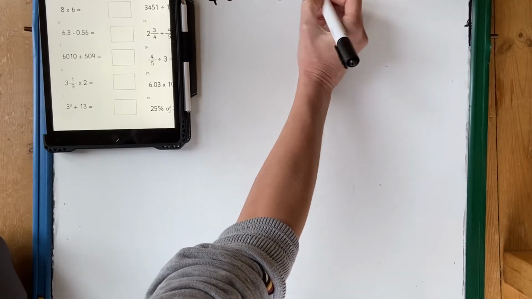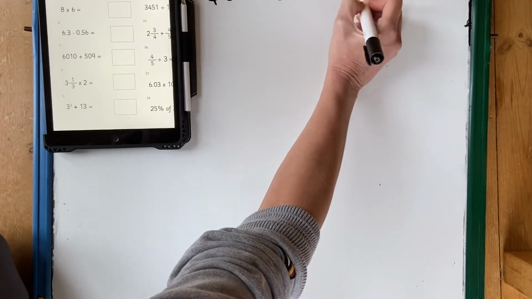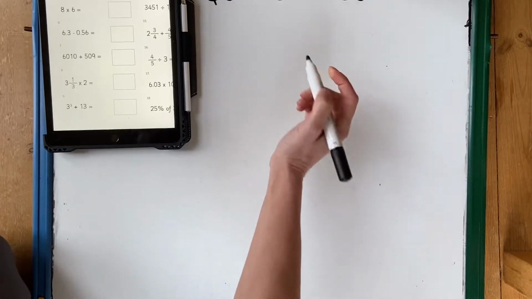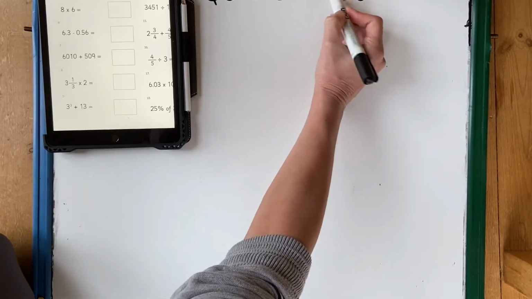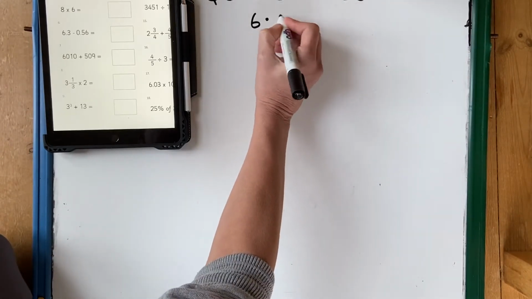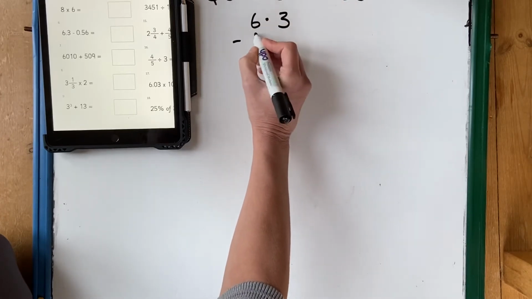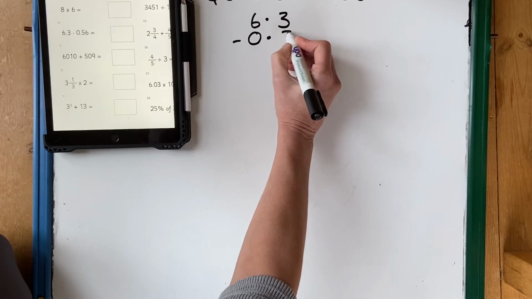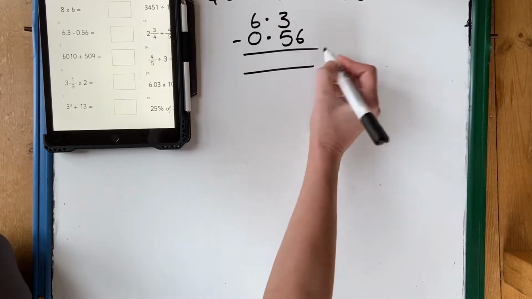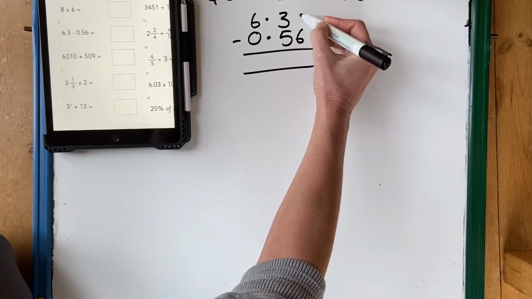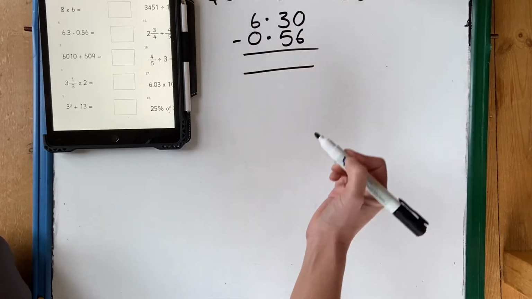6.3 subtract 0.56. So remember, you need to make sure your decimal points are lined up. So 6.3 subtract, the 0 needs to be in the ones column, 0.56. And remember, because there's a space there, you can put a placeholder, which is a 0.